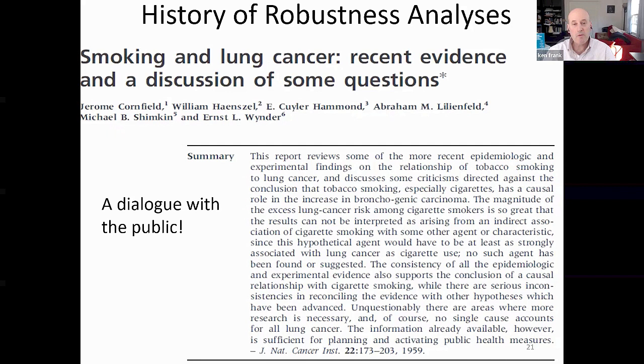Well, Jerome Cornfield, who comes off as just kind of an aw shucks, I'm just trying to get it right kind of guy. I don't really know if that's his personality, but I've read a little about him. He says we should really be thinking about how much evidence there would have to be to change our inference. And this paper says recent evidence and a discussion of some questions. So it's about a dialogue with the public. That's Cornfield's orientation. And in this paper, they developed a very early version of sensitivity analysis that we'll see here.